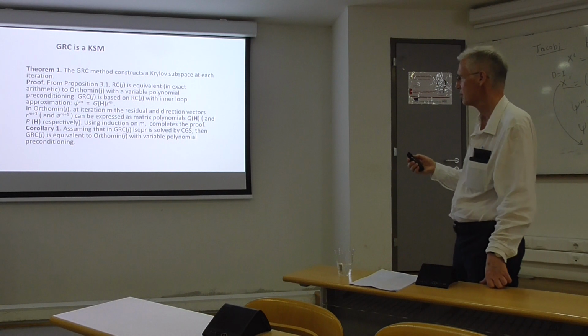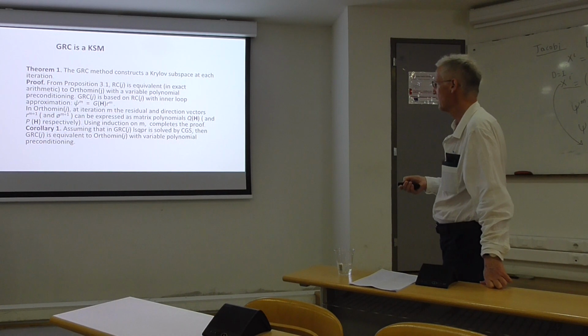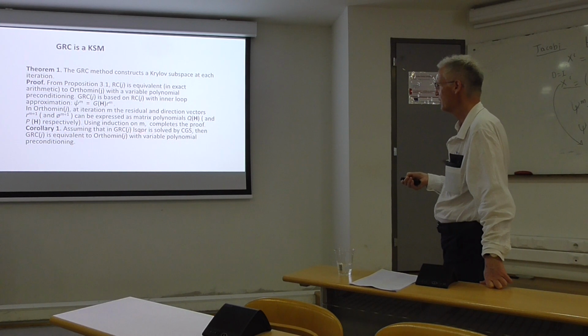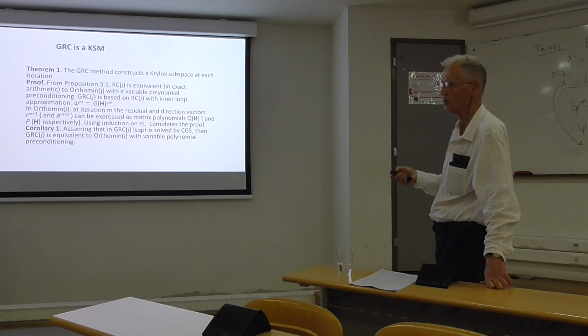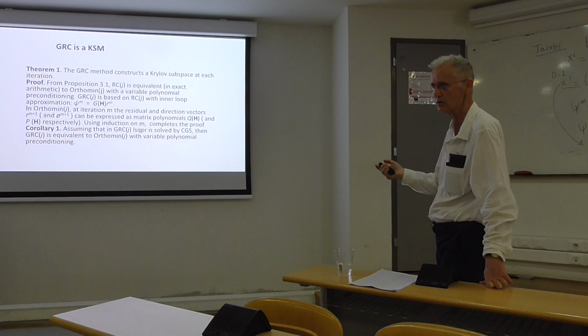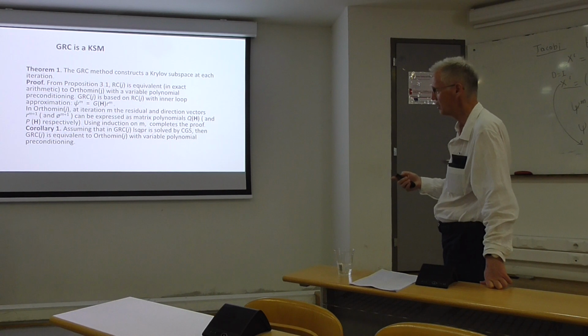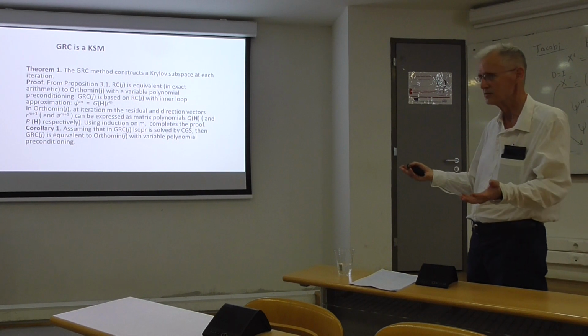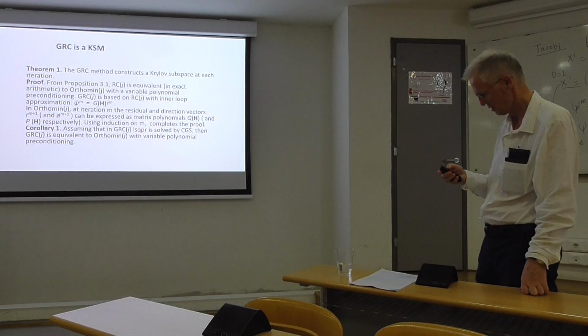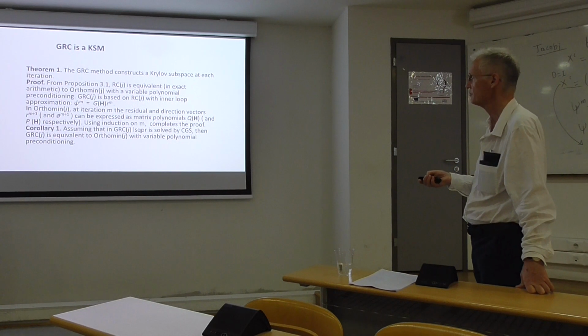So the corollary is that, assuming the GRC least squares problem is solved with classical Gram-Schmidt, then GRC is equivalent to Orthomin with a variable preconditioning. So a well-known method. The authors, the authors of my co-author, did not know this before. Something new here, because they were physicists and they did not know numerical linear algebra very well. So we have to point this out.